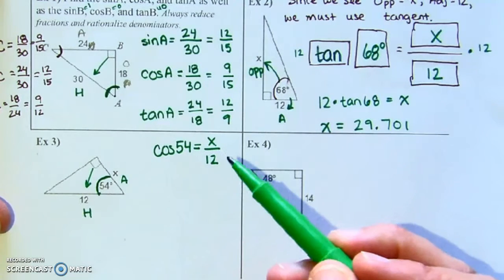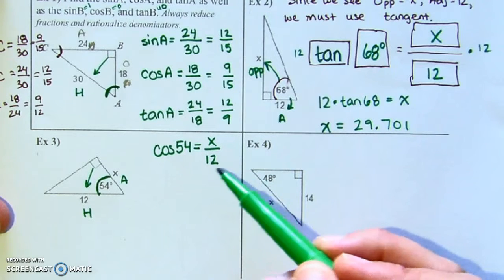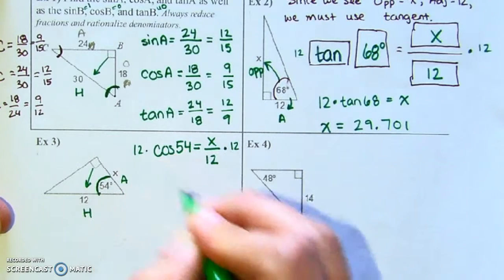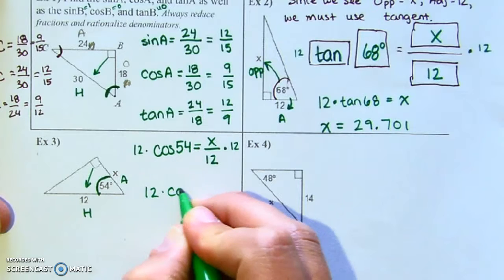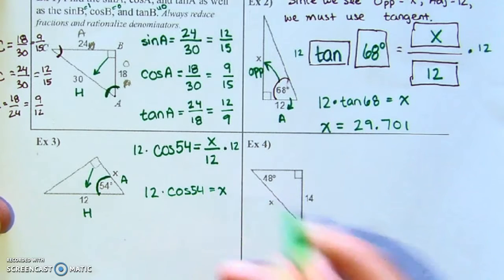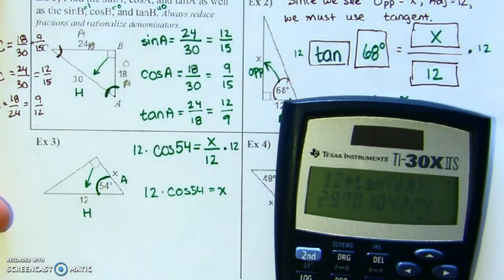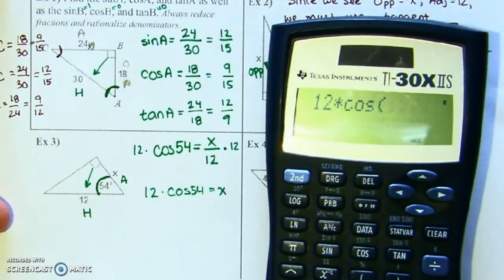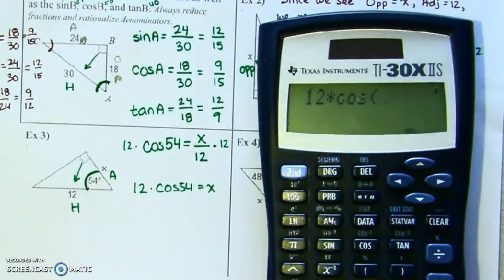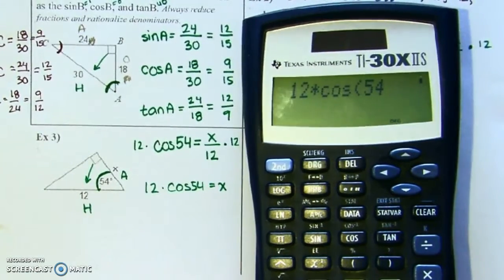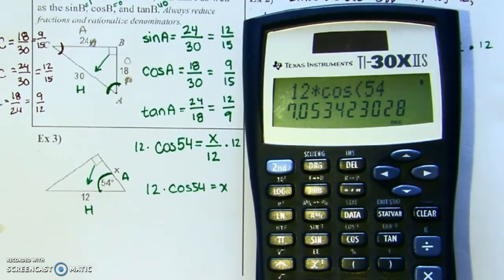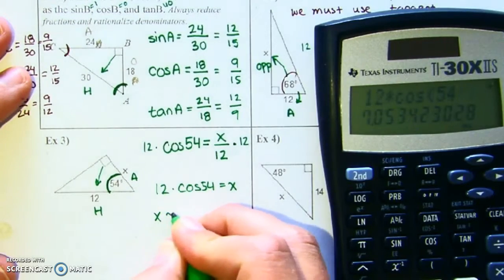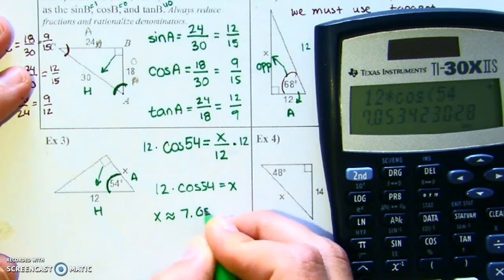Choose the correct trig function, set it up. How do we get x? I'm a little perturbed that there was x divided by 12 in examples 2 and 3, but that's okay, we'll get over it. What does x equal? X equals 12 times the cosine of 54, and we're going to just type that in. 12 times, press the cosine button, y'all have it, it's even on your smartphones. Cosine of 54, ta-da, 7.053. So x is approximately, you can use the approximate or the equals, it's fine.